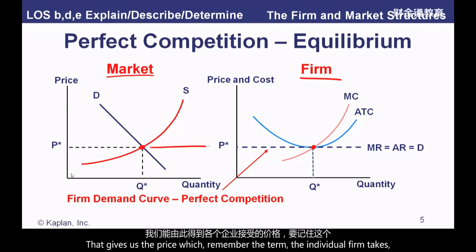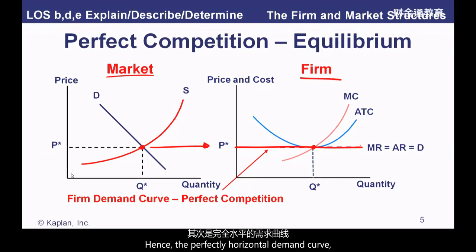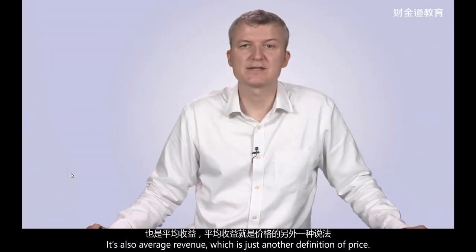That gives us the price, which, remember the term, the individual firm takes. So you just take P star and then sell as much as you like at that given market price. Hence, the perfectly horizontal demand curve which is also the marginal revenue curve. It's also average revenue, which is just another definition of price.